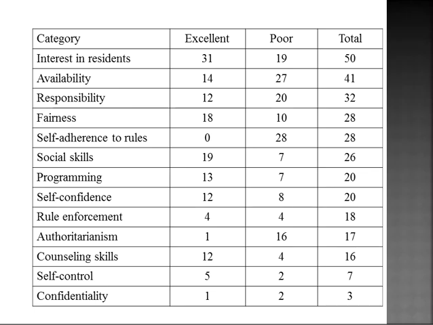So that takes us to this. Now we have categories, and we have these excellent and poor types of examples. So interest in residents, availability, responsibility, fairness. These are the categories that have been decided on. And then you say we have 31 examples of excellent for interest in residents, 19 examples of poor. Availability, 14 excellent, 27 poor. Responsibility, 12 excellent, 20 poor. So that's what this results in.